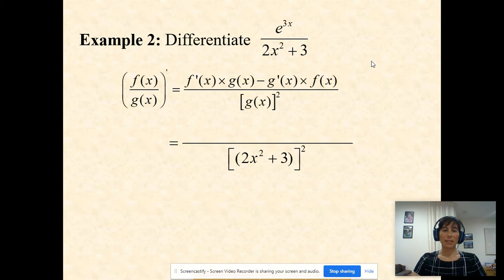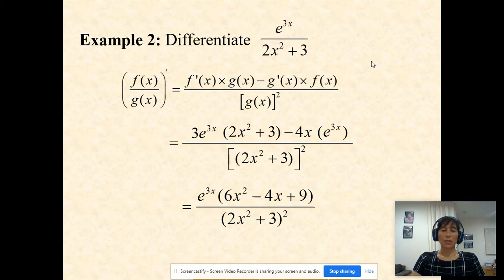And then substituting in. So we've got f of x on the top line, g of x on the bottom line. So g of x all squared, we've just substituted in there. And then looking on the top line, so f dashed of x, that's going to be 3e to the power of 3x times g of x, so 2x squared plus 3, and then minus g dashed of x, so the derivative of 2x squared plus 3 will be 4x, times by f of x, which is e to the power of 3x.